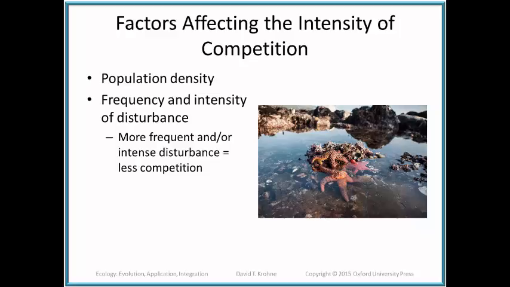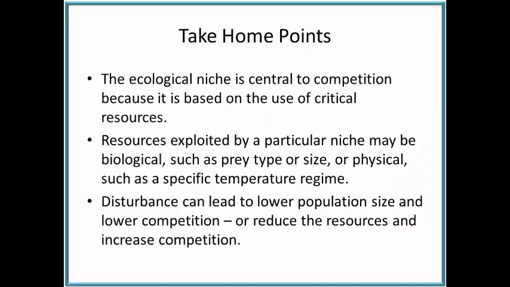Think of floods or fires or windstorms, and decrease the number of individuals. That keeps the population density down, and that might decrease the intensity of competition. Okay, ecological niche is central to competition because it's based on this critical use of resources and this simultaneous use and the degree to which that simultaneous use occurs. Resources exploited by a particular niche may be biological, such as prey size or prey type, or physical, such as temperature, pH, etc. Disturbance can lead to lower population size and lower competition, resulting in less intense competition.